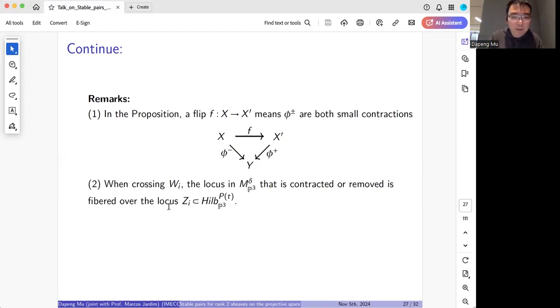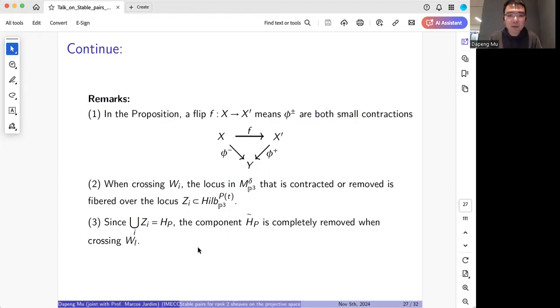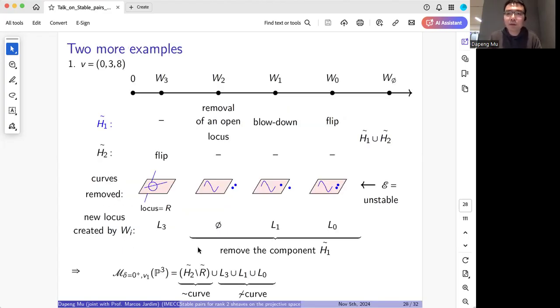Secondly, when you cross Wi, the locus that is contracted or removed is exactly the locus that is fiber over Zi. Remember, Zi parameterizes a planar curve with i space points. So finally, since Zi is the strata of HP, when we cross all those walls from W0 to WL, this component HP will be completely removed. Okay, so that is the three main results.